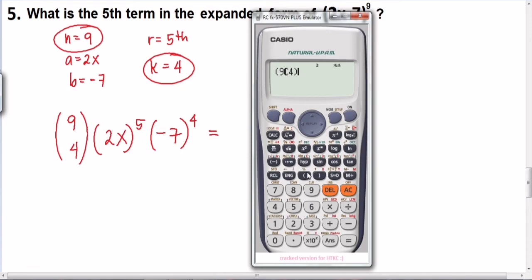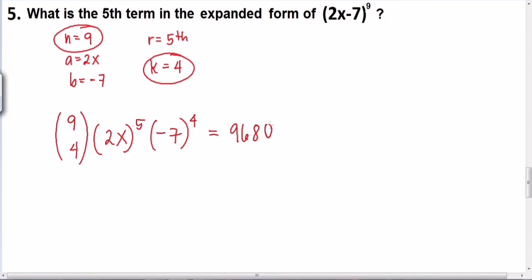Ito yon. 10 times 2, ayan, 2 raised daw sa 5. Huwag nyo pansinin yung x. And then, negative 7 raised daw sa 4. So, the answer is positive 968,0832. And then yung letters, so we only have one letter here, so raised to 1.